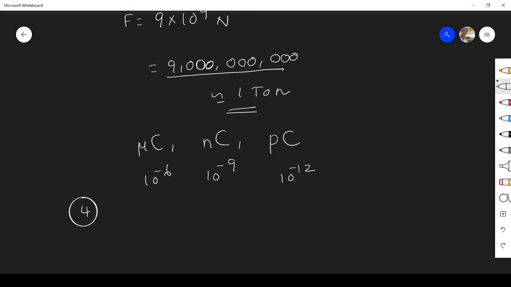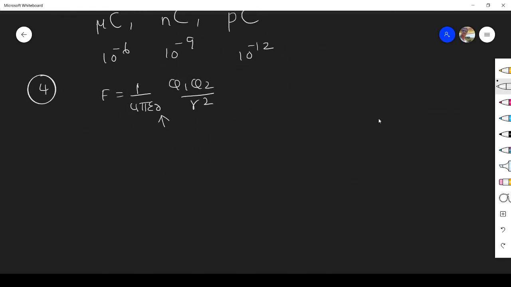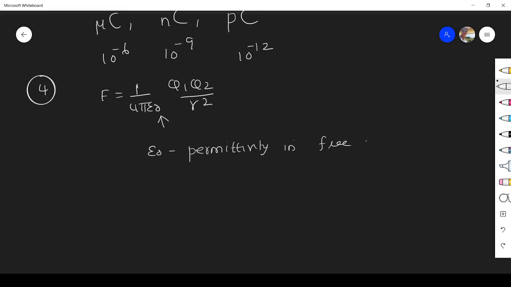And the fourth aspect is another one. So we used Coulomb's law: F is equal to 1 by 4 pi epsilon naught Q1 Q2 by R square, where instead of K I substitute 1 by 4 pi epsilon naught. What is epsilon naught? I told you in Coulomb's law, epsilon naught is the permittivity of free space. That's why we are using epsilon naught in this law.